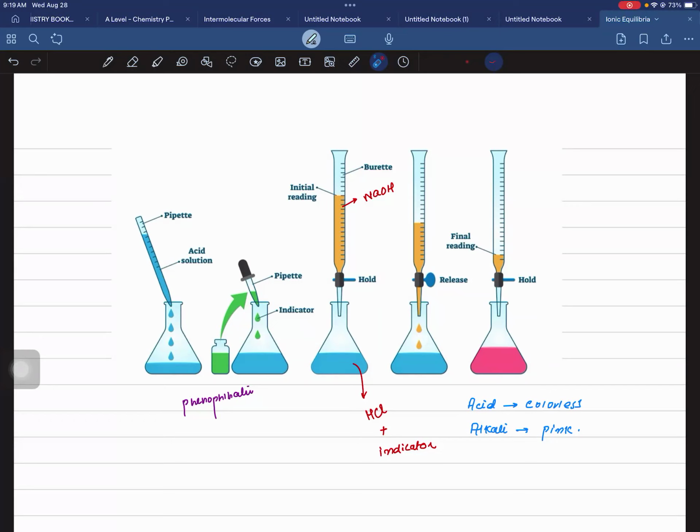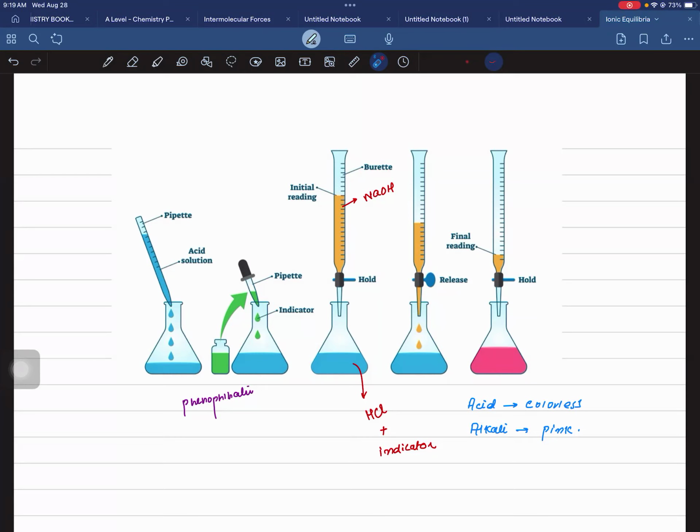So the end point is not an accurate point. Remember, end point is not an accurate point.